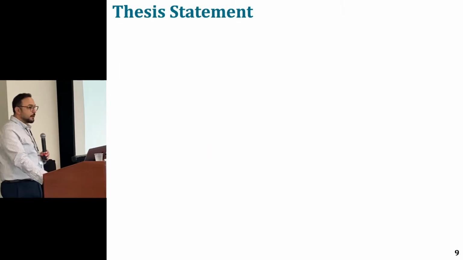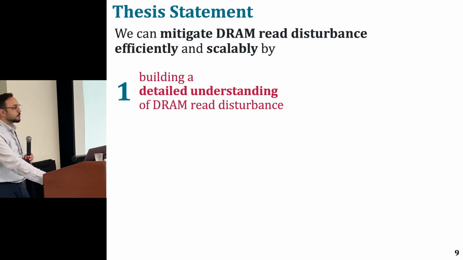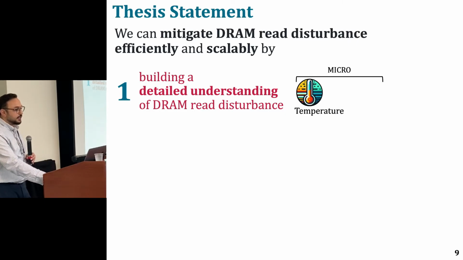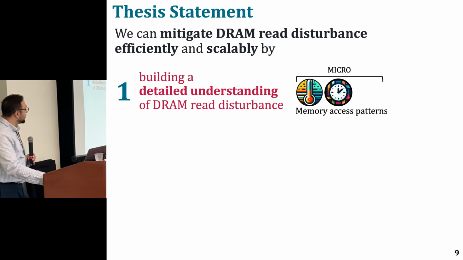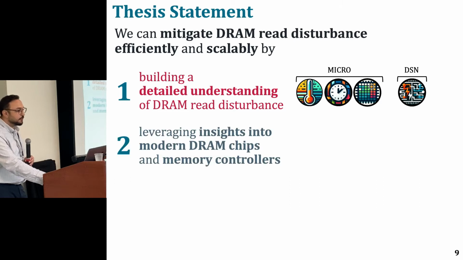With these two problem definitions, we conducted several studies, published in several venues, and all of them are oriented around this thesis statement: we can mitigate DRAM read disturbance efficiently and scalably by first building a detailed understanding of DRAM read disturbance. To this end, we looked into the effects of temperature, memory access patterns, victim cell's physical location, and voltage.